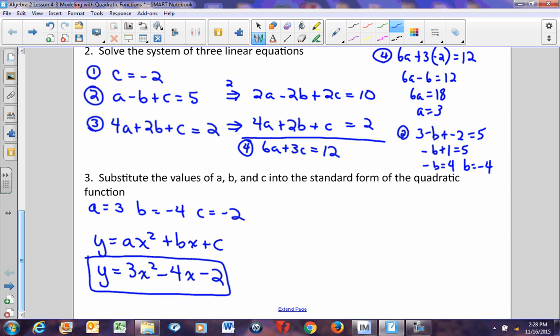And you just do that repeatedly, no matter how many different points you get. You can just plug the 3 points in there, make your system of equations, solve your system of equations, and then substitute back in.